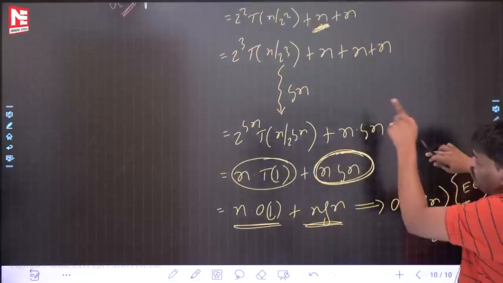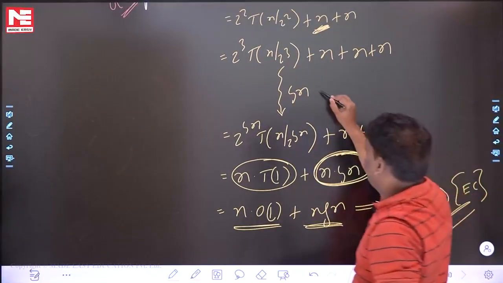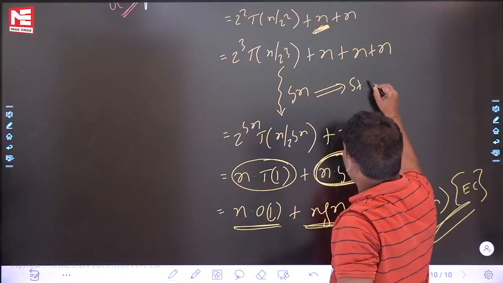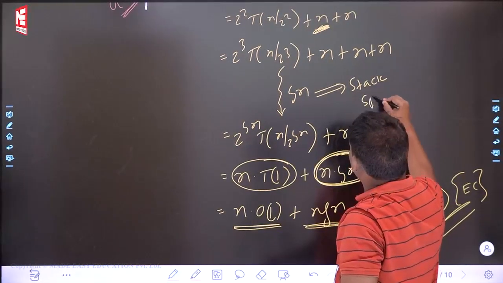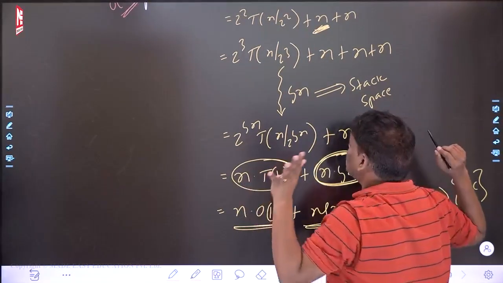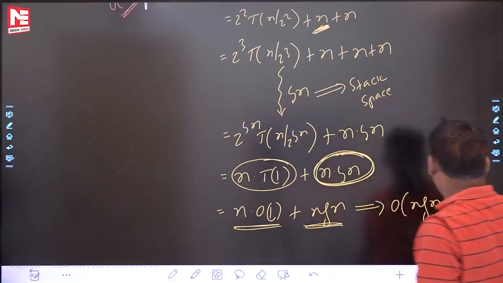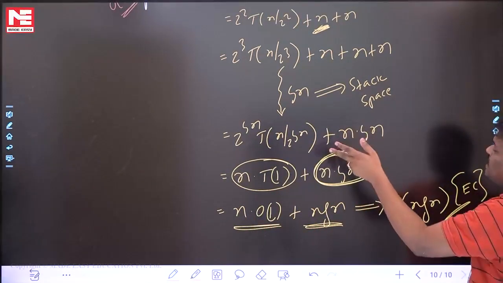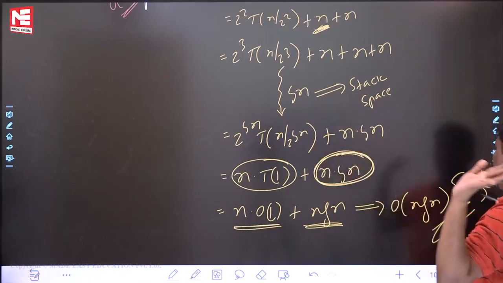And one more thing, how many times do you do this divide? Log n times. It is the stack space. Stack space is this. So the time complexity of merge sort is n log n in every case, because in the else part, in between you cannot stop.